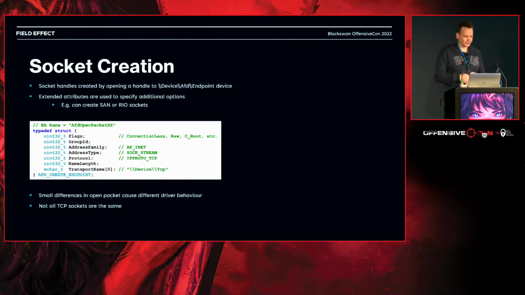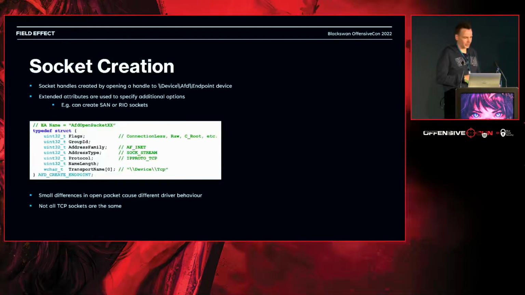And to specify the options about how the socket can be created, you use extended attributes. Depending on the specifics of the extended attribute name and what's in there, you can create your whole family of normal networking sockets. There's also SAN sockets for talking to storage area networks, or Rio sockets, which were news to me. This is a registered I/O extension, introduced around Windows 8, to allow faster I/O with sockets. I didn't really play around with them, so I don't know more than that.